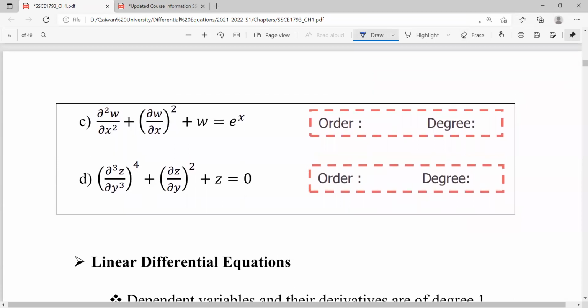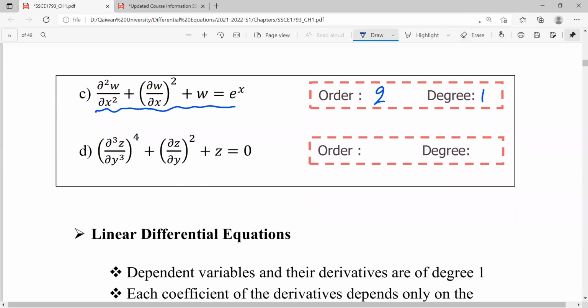Now you have this also. For this partial differential equation, the order is 2. The highest partial derivative is 2. And the degree of the highest partial derivative is 1. We just count the degree of this derivative, which is 1.